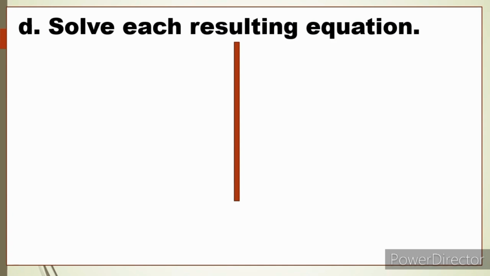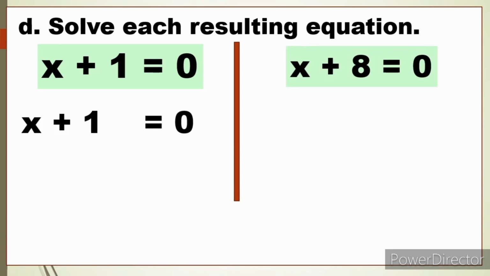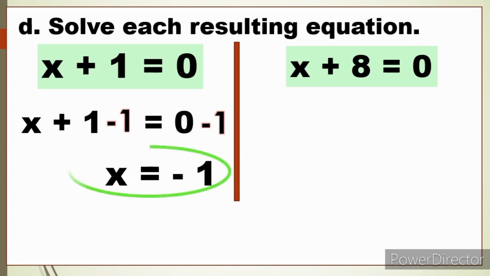Okay, next, for letter D, solve each resulting equation. x plus 1 equal to 0 and x plus 8 equal to 0. We're going to solve for x. Okay, to solve for x, we're going to add both sides by negative 1, both left and the right of the equation. So, positive 1 plus negative 1 is 0. 0 plus negative 1 is negative 1. Therefore, we have x equals negative 1. So, that is the first value of x.